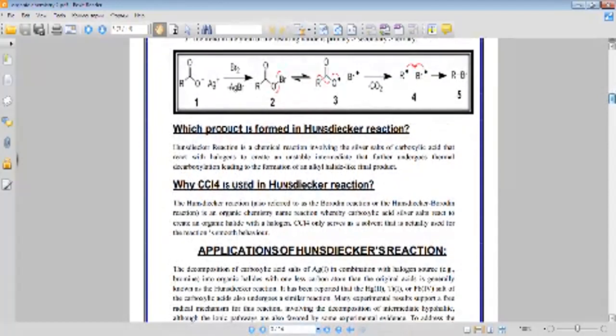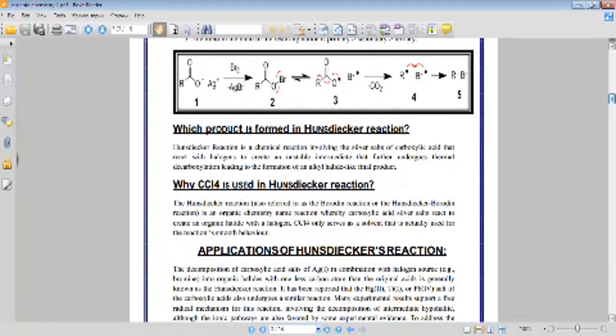Which product is formed in the Hunsdiecker reaction? The Hunsdiecker reaction is a chemical reaction in which the silver salts of carboxylic acids react with halogens to create an unstable intermediate that further undergoes thermal decarboxylation, leading to the formation of an alkyl halide, which is the final product in the Hunsdiecker reaction. Why is carbon tetrachloride used in the Hunsdiecker reaction?